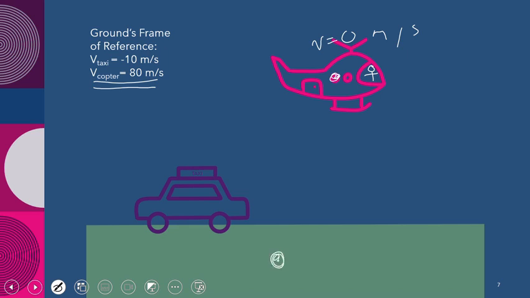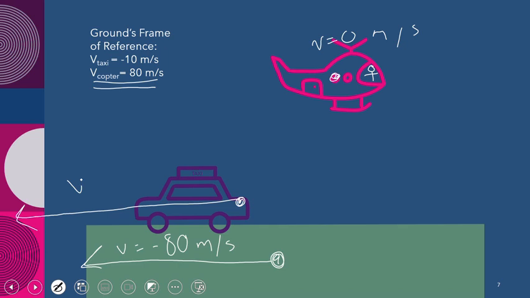Now, if you're not moving, then why are the buildings and trees falling behind you? That's because from this point of view, it looks like the ground is moving in the opposite direction that you're going at a speed of 80 meters per second. So that's a velocity of negative 80 meters per second. Now the taxi is going in the same direction as the ground, but it's moving 10 meters per second faster than the ground is. So it will have a velocity of negative 90 meters per second.